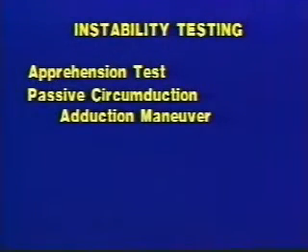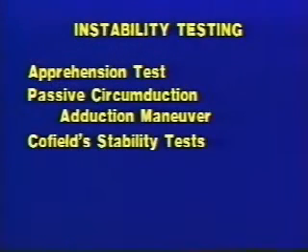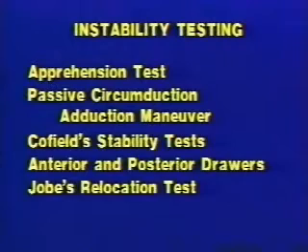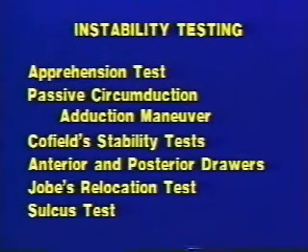The various tests described for examination of shoulder instability attempt to document abnormal translation between the humeral head and glenoid fossa with passive stress applied. The following tests are performed: the classic apprehension test, passive circumduction abduction maneuver, test for posterior instability, Cofield's translational stability test, performed in external rotation both sitting and supine, anterior and posterior drawers tested in the supine position, Jobe's relocation test, and the sulcus test for inferior and multidirectional instability.